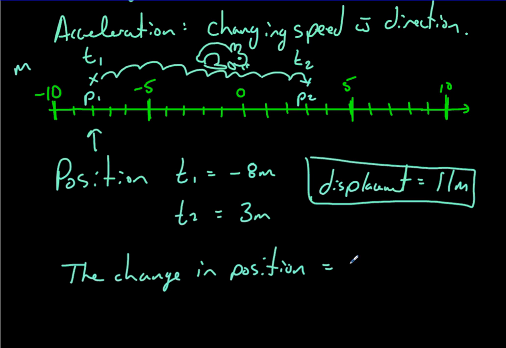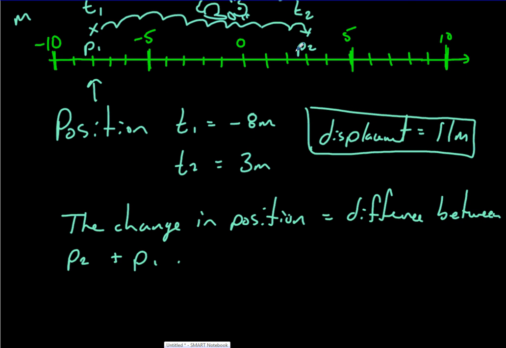must be equal to the difference between position 2 and position 1. Okay? So how far the bunny went is the difference between where it was and where it is now. Okay? So what does difference mean in mathematics? How would I express something that's a difference?